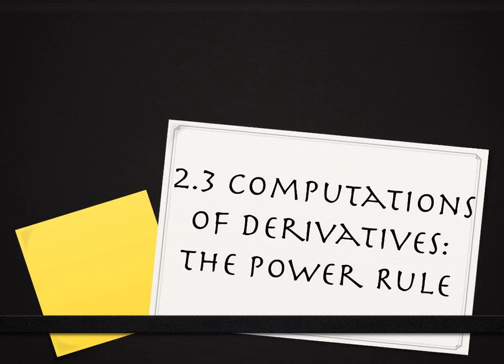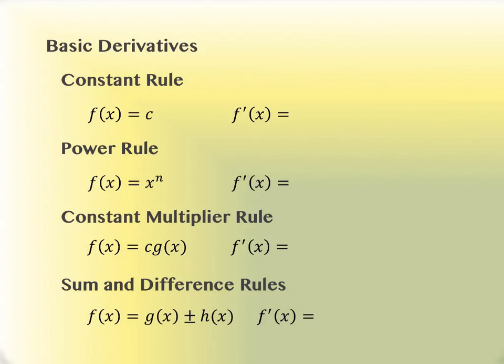Section 2.3 is Computations of Derivatives, and the highlight of the lesson is the power rule. We've actually got several basic derivative rules that we're going to talk through. So let's go through these, and there's one that's missing. I just used the ones in your book sort of outlined, and I either missed this one or it may not have outlined it as such. So I'm going to throw in one more in the middle of this.